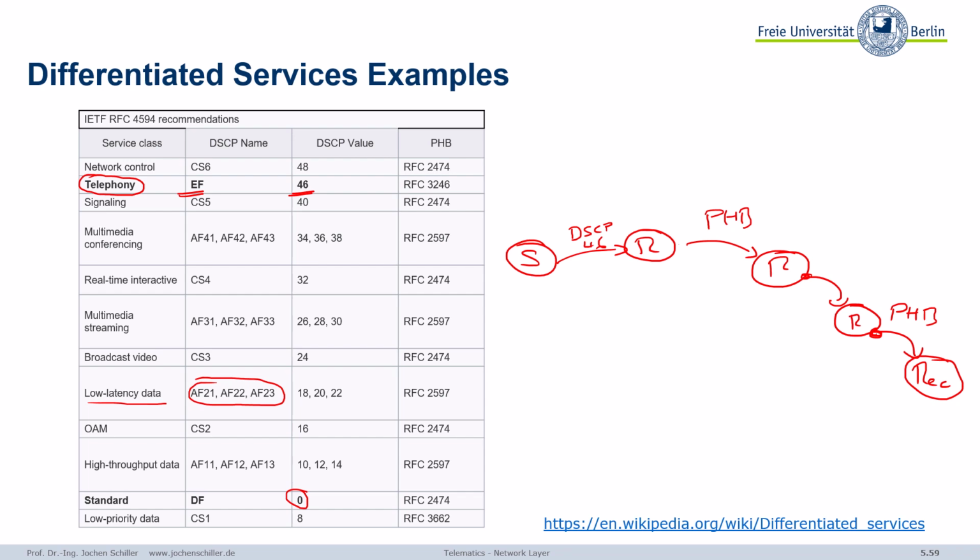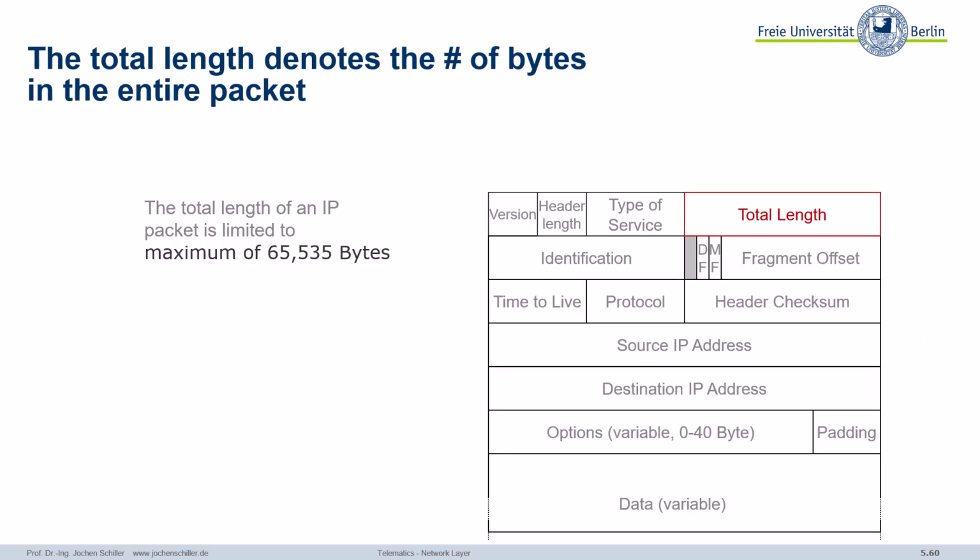Okay, but the majority of traffic uses default forwarding, so that is our best effort. But there are some applications already many years ago. Big telco companies offered voice over IP telephony, then using differentiated services. What else do we have?